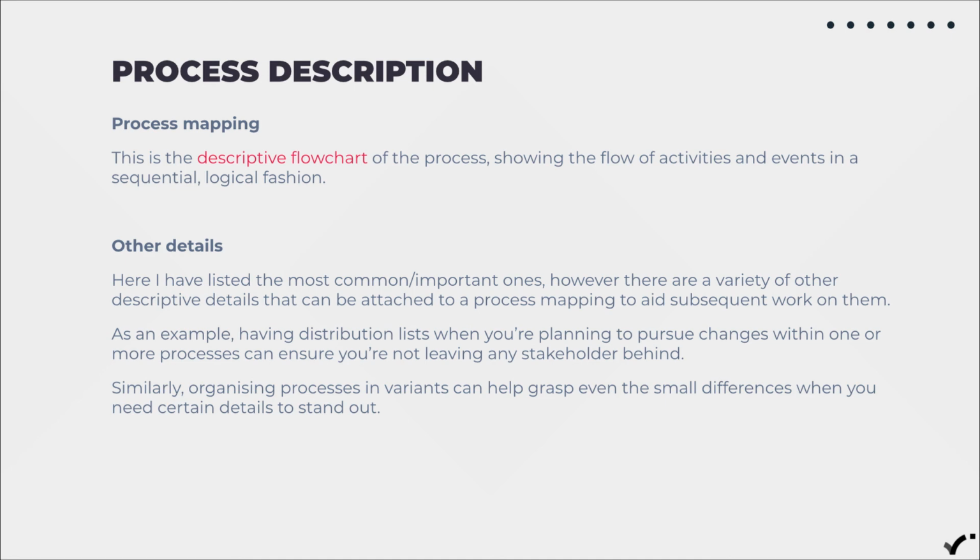Maybe it's not as useful in quality systems. So in quality systems, you may want to grasp variants to make sure that you cover them in your manual, for instance. So there are many other details that can go into a process, but I think the most important ones are the ones that I've listed so far.